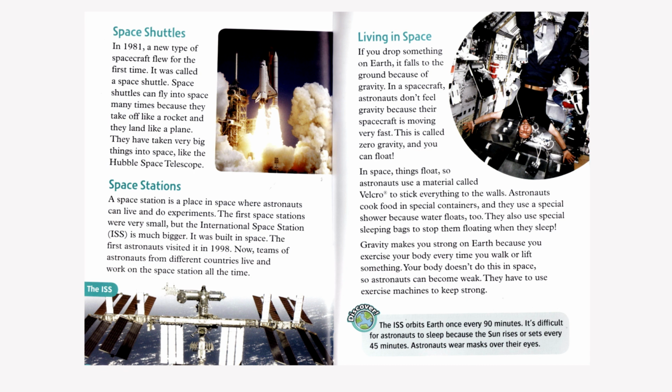Discover! The ISS orbits Earth once every 90 minutes. It's difficult for astronauts to sleep because the sun rises or sets every 45 minutes. Astronauts wear masks over their eyes.